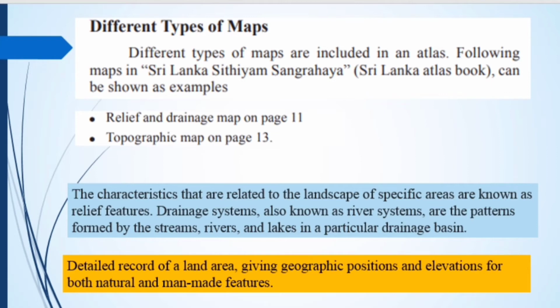What are topographic maps? A detailed record of a land area giving geographic position and elevation for both natural and man-made features is known as a topographic map. So, topographic maps are available on page 13.